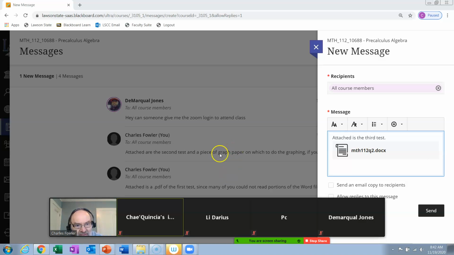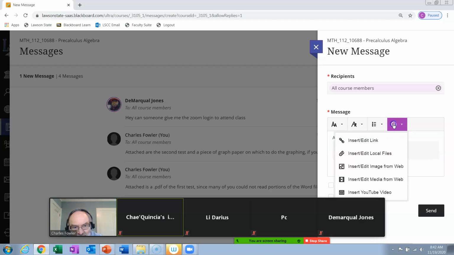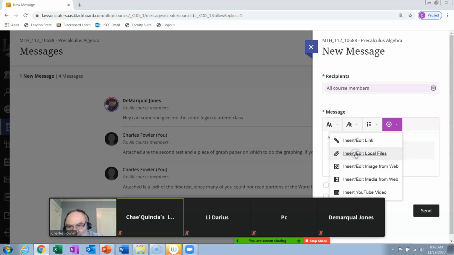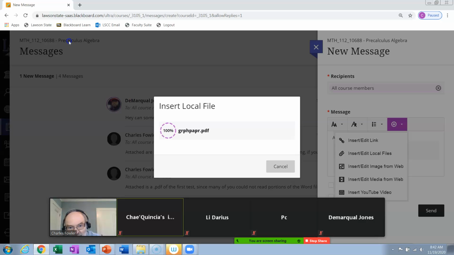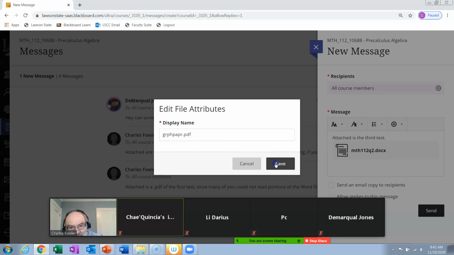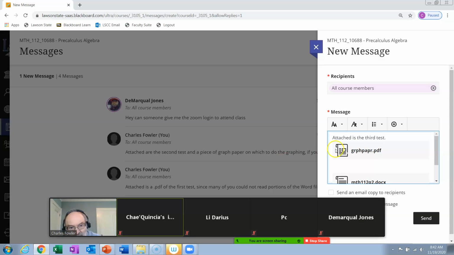Well, let's see, maybe I can easily. Let me attach that too. Let me see if it'll go back to that. Yeah, there's the graph paper. I don't think it's a very good copy of graph paper, but if you don't have any other, we'll put it there too. Okay, there's graph paper in there. So here's attached a copy of the third test and a piece of graph paper. It's not very good graph paper, but there it is.